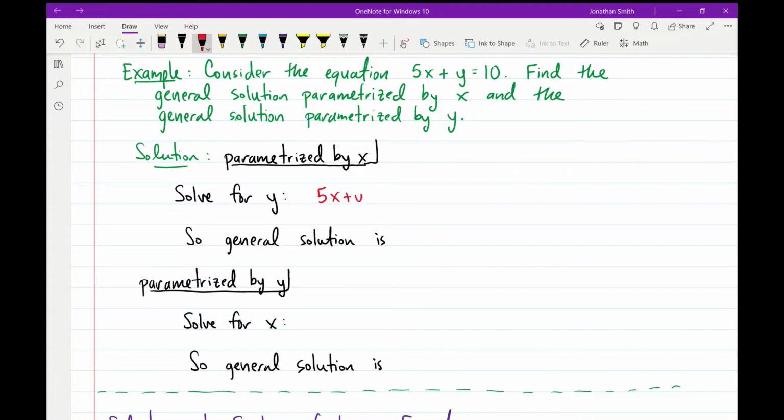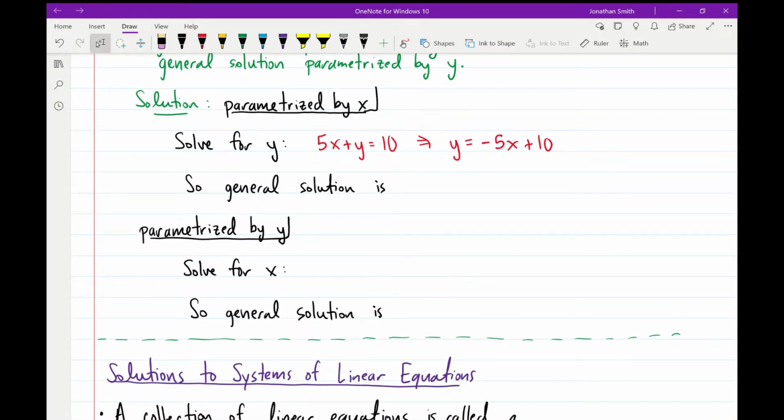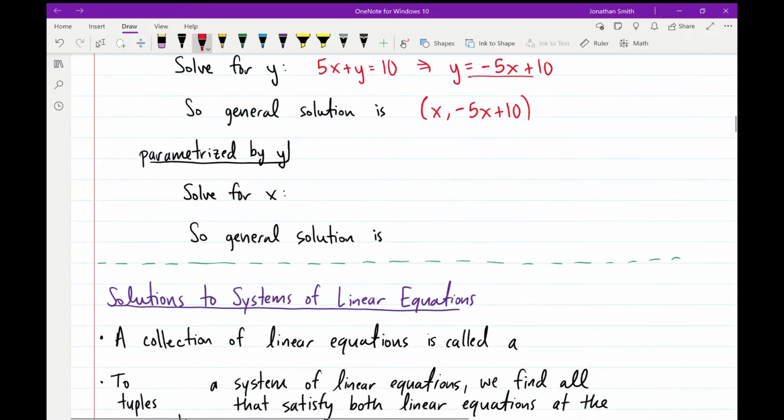So we take our linear equation and solve for y by moving 5x to the other side. And we get y equals minus 5x plus 10. And now we can just write down the general solution parameterized by x. So we're going to have x as the x component, and now we know y has to be equal to minus 5x plus 10. So this would be our parameterization and our general solution.